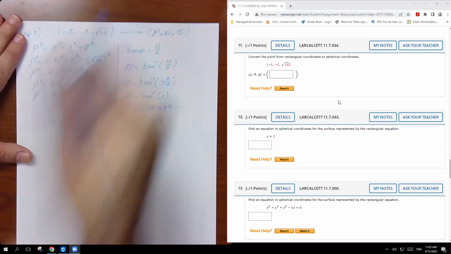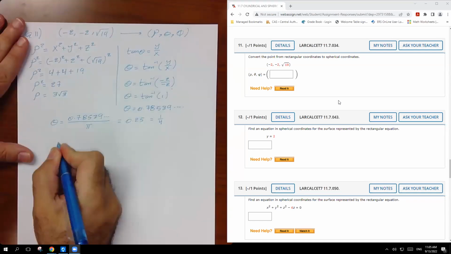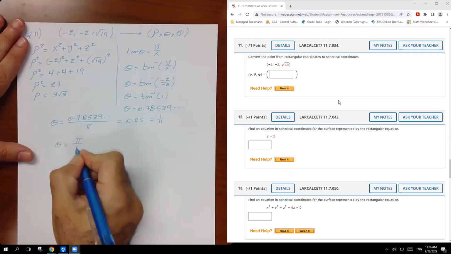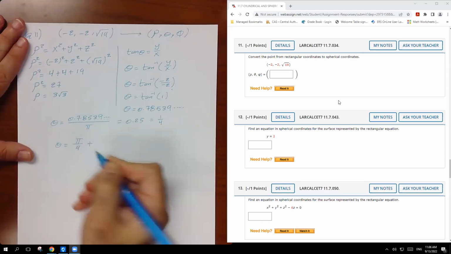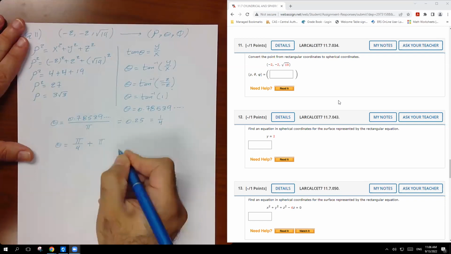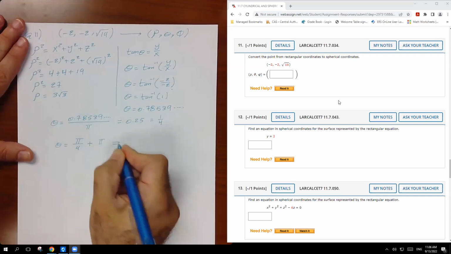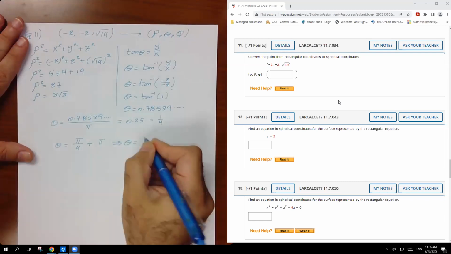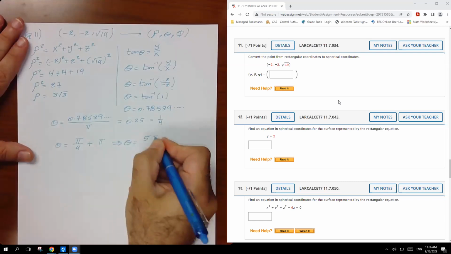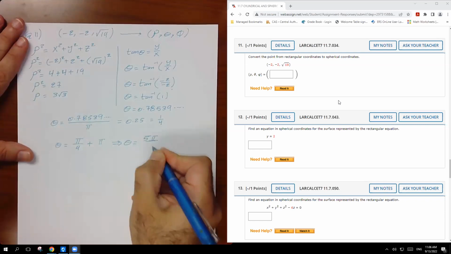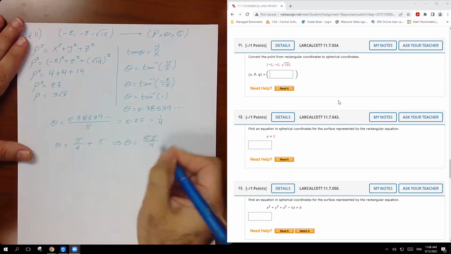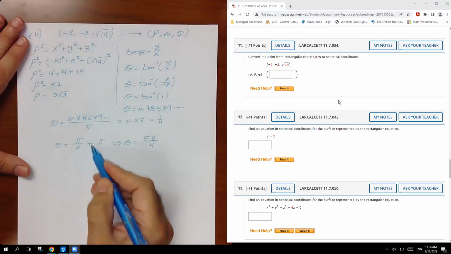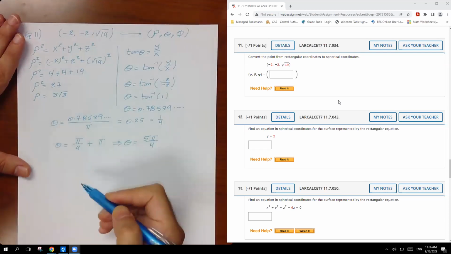That means theta is going to be, what did we find here, which is pi over 4, and you have to add pi. That means theta in this case is going to be 5 pi over 4. So now this is our theta because it's in the third quadrant. So here is the theta, but you have to add pi, which is 180.